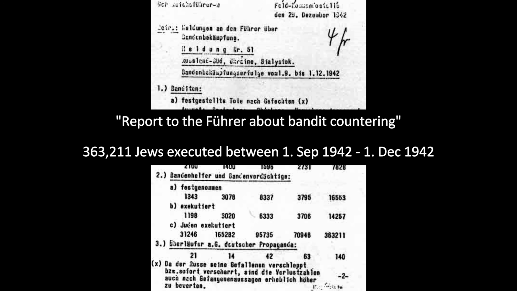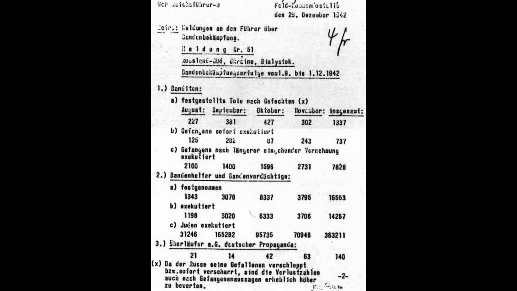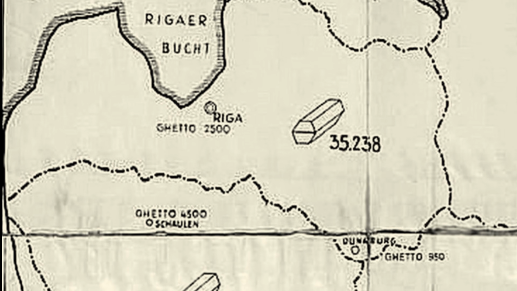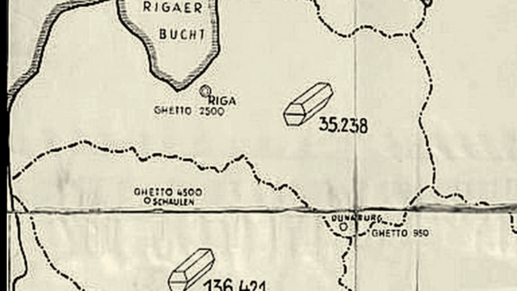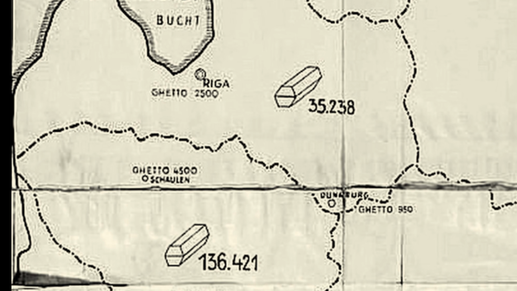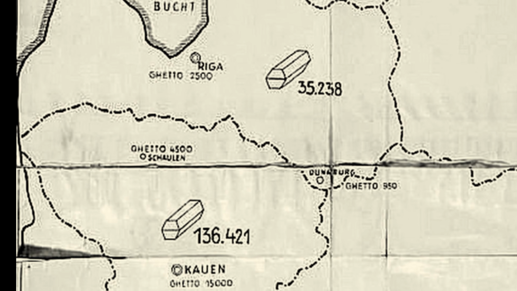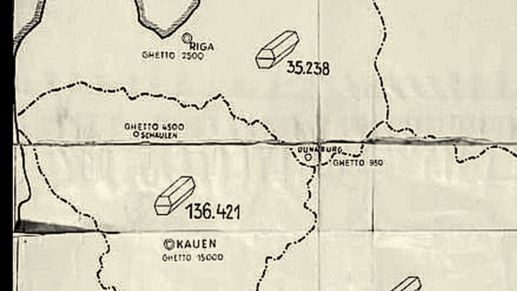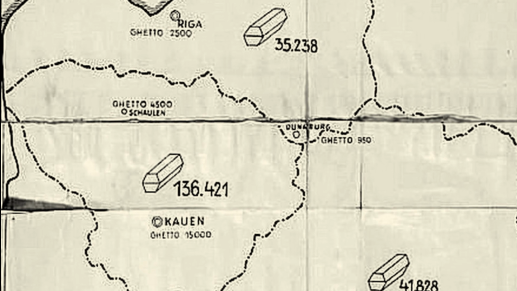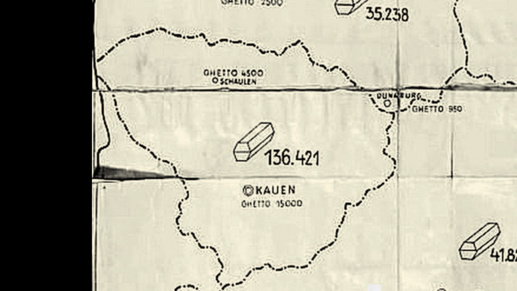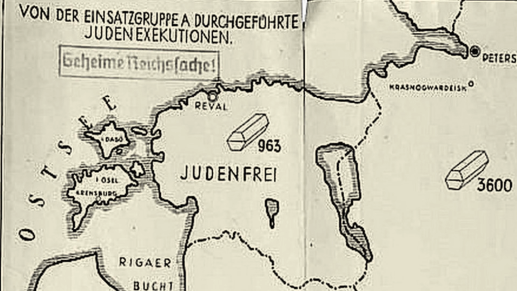Four Einsatzgruppen, or deployment groups, A, B, C, and D, were initially established in preparation for the Nazi invasion of the Soviet Union. And here's the map, which accompanied a report by the leader of Einsatzgruppe A, Dr. Franz Stahlecker, indicating how many Jews his unit had killed in the Baltic region up to the 31st of January 1942. For example, in Lithuania, 136,421 Jews have been shot, and Estonia is labelled as Judenfrei, Jew-free.